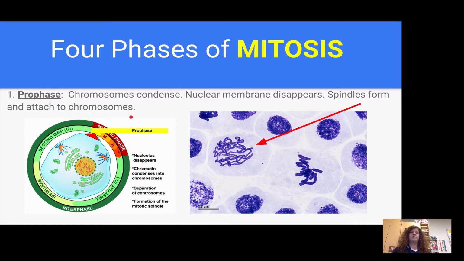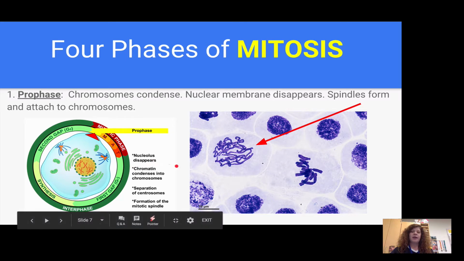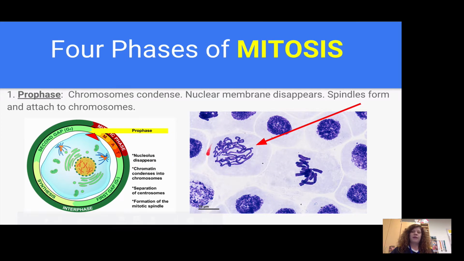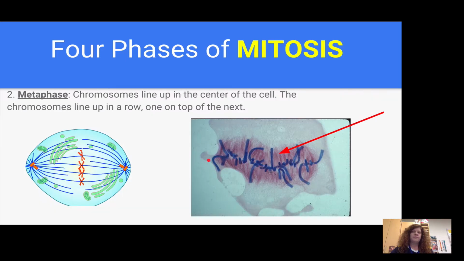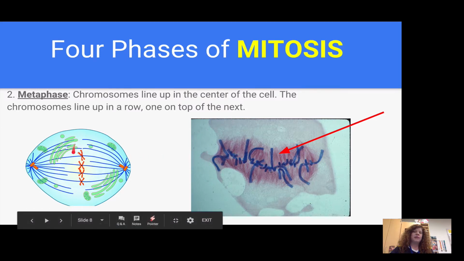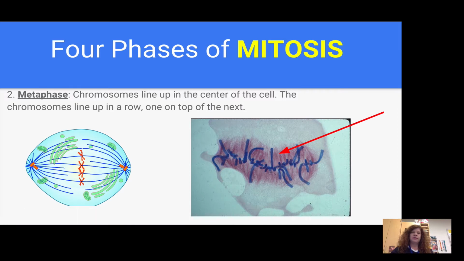There are four phases of mitosis. The first one is prophase. In prophase, the chromosomes condense, the nuclear membrane disappears, and spindles form and attach to the chromosomes. So prophase. On the left here we have a diagram, and then on the right we have an actual image of a real cell going through the process of prophase. Metaphase is when the chromosomes line up along the middle of the cell. Metaphase. That is the second phase of mitosis.